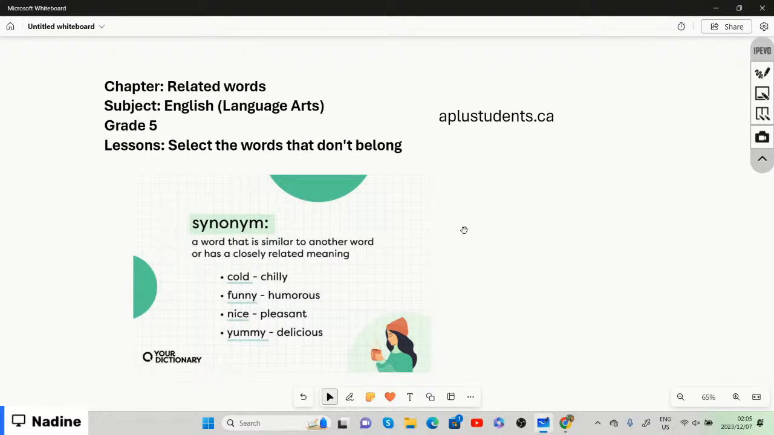The same with nice. You can either say something is nice, you can say someone is nice, and then with a related word, we can say it is pleasant.